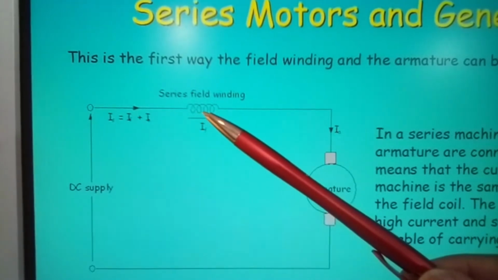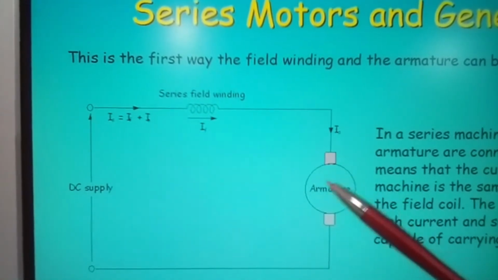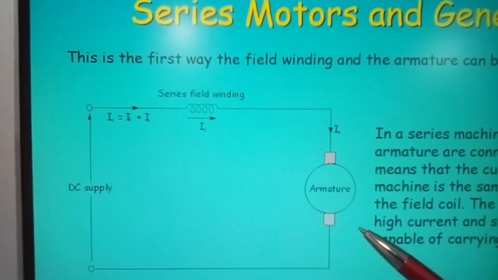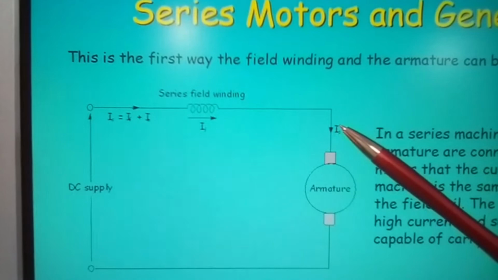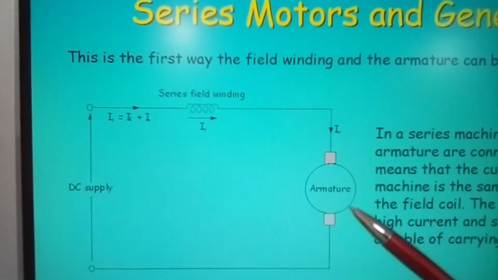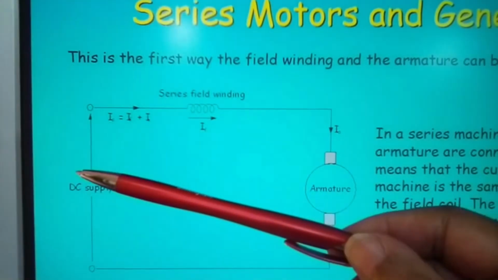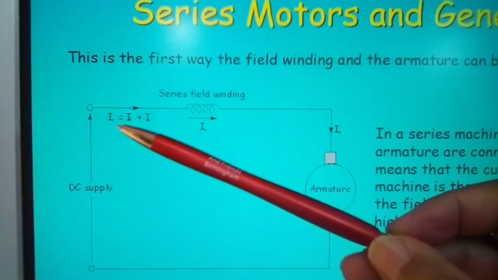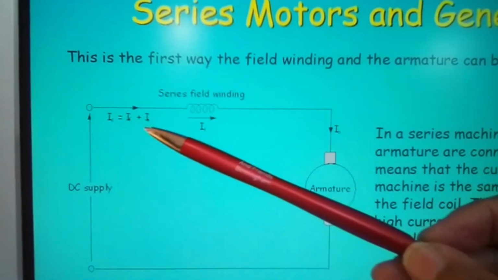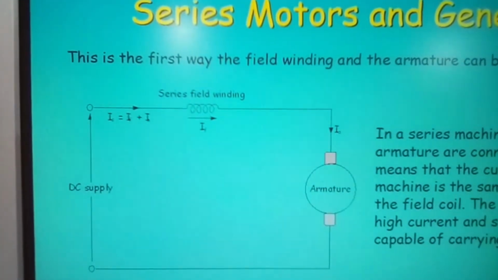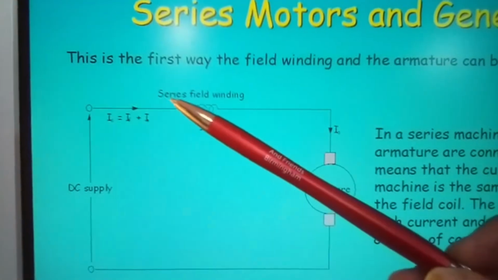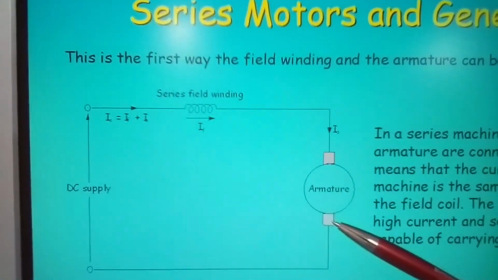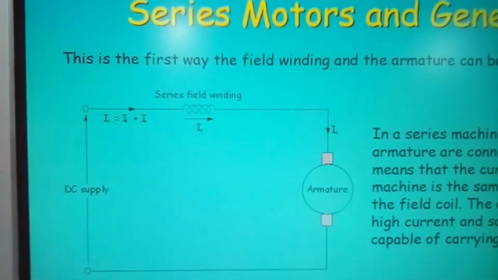That's your field winding, and this is your armature, and these are your brushes here. The IA simply stands for current in the armature. This is the supply. So the current from the source will be equal to current IF plus current IA. The interesting thing to remember is that the current in any series circuit is the same, so the current here will be the same current flowing through your armature.